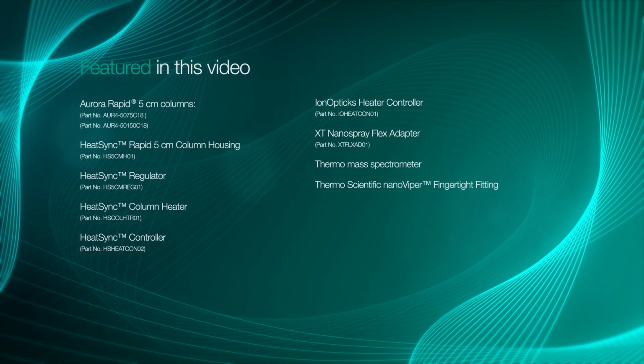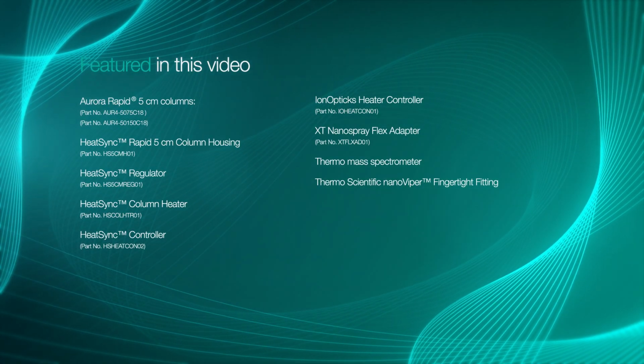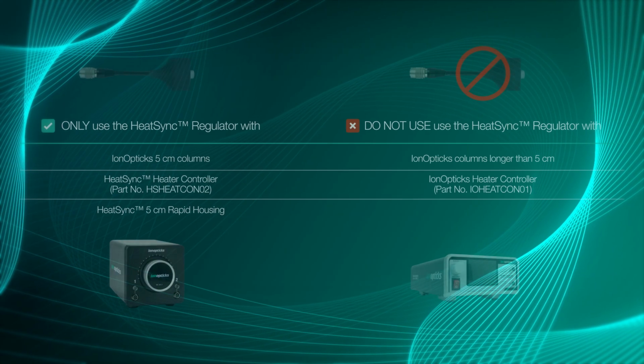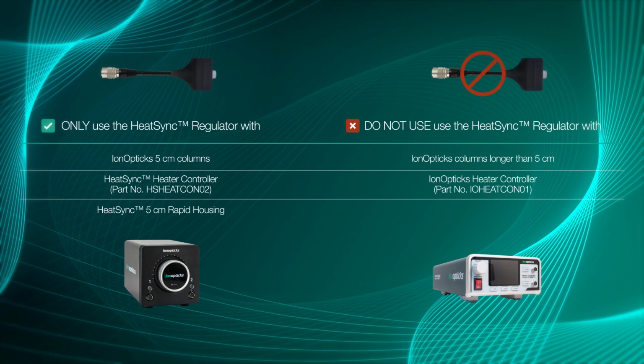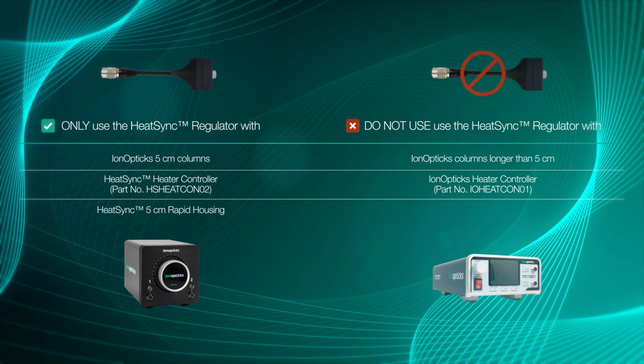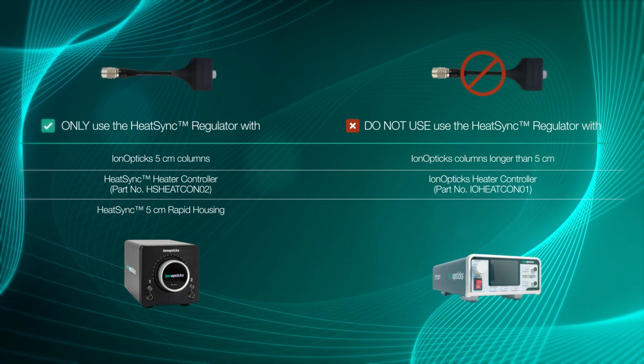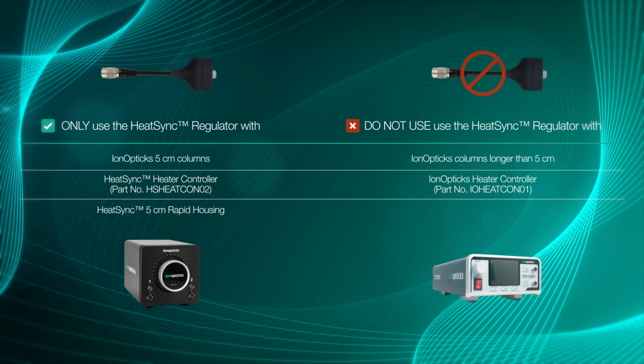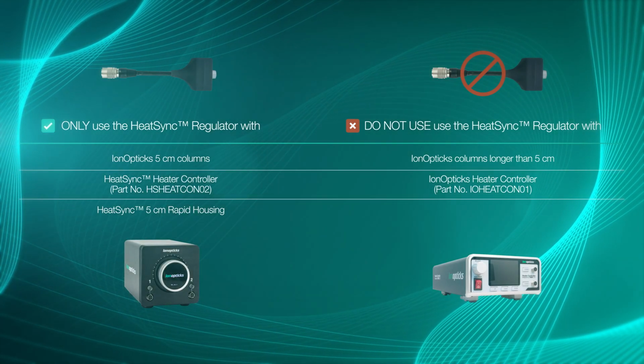Listed here are the products featured in this video. It is important to note that the HeatSync regulator included in this video must only ever be used with 5 cm column products. IonOpticks cannot guarantee column stability or performance if the regulator is used on any other product.